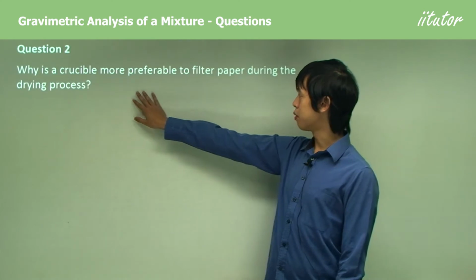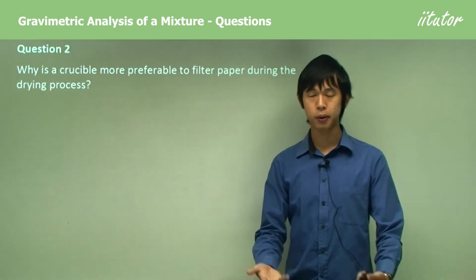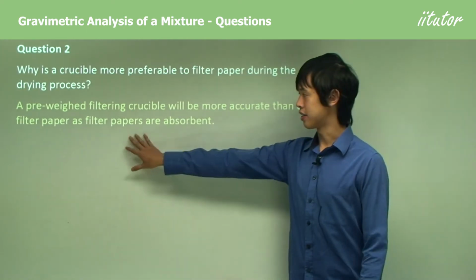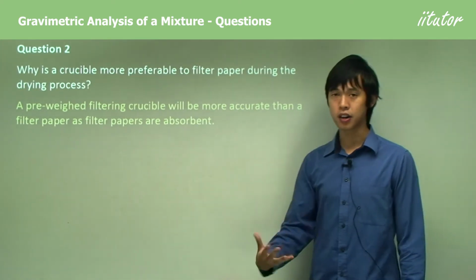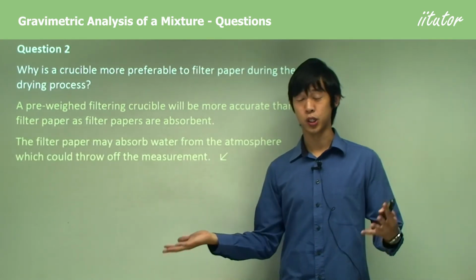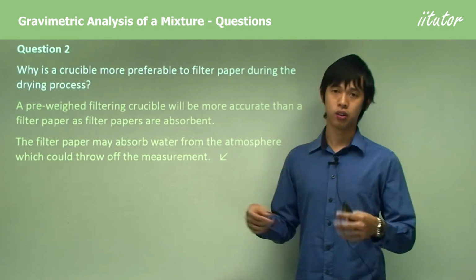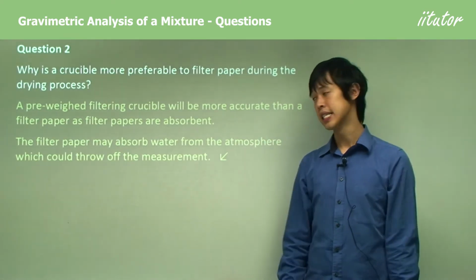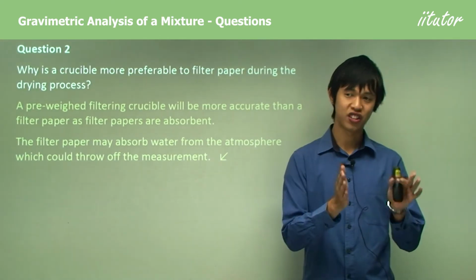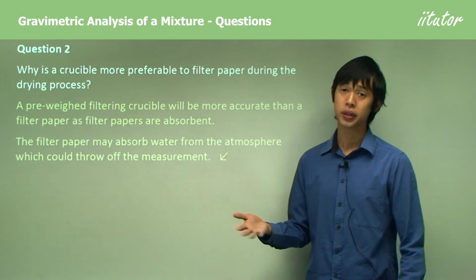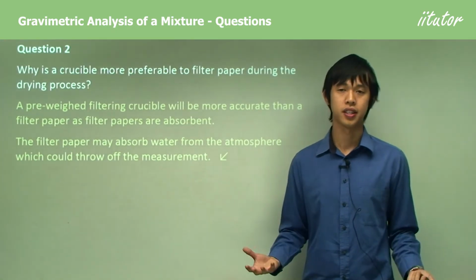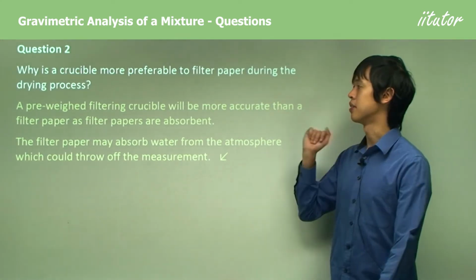So why is the crucible more preferable to filter paper during the drying process? So I mentioned this. The filtering crucible is not absorbent. Okay, so this is basically what this says. Filter papers are absorbent. Absorbent meaning they absorb water in this case. So because the filter paper may absorb some water from the atmosphere or from, say, the humidity of the device, it could throw off our measurements because we would be adding a little bit of water mass to our filter paper and sand mass. So we'll get wrong results. The crucible doesn't absorb water. We can just ignore that error. It's not going to exist. So that's why it could be beneficial to use the crucible.